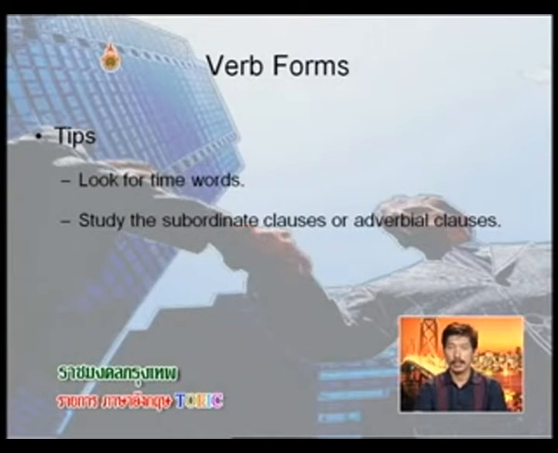So once you notice that a certain item is testing your knowledge of verb form, what you have to do is look for time verbs or adverbs of time in the sentence so that you can choose the correct form of verbs relating to the time that the action happened.